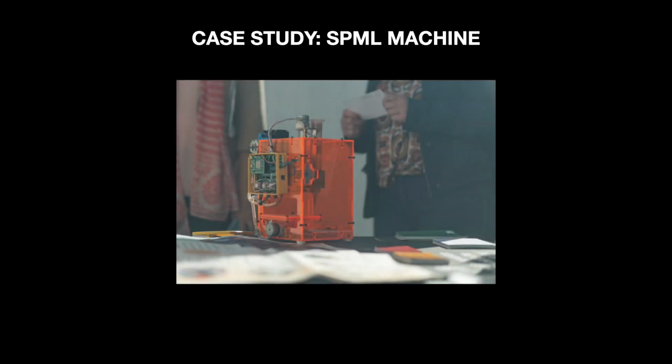Okay, now let's talk about a case study. The first case study, we have two here. This first case study is the SPML machine, or the Simple Personal Mini Lab, also known as the Six-Pack Mobile Lab. The SPML was created here at Fab Lab in 2020 during the pandemic, and it was the result of students not being able to come in to use the Fab Lab, so our amazing Fab Lab team built a mini Fab Lab that could go home with them.